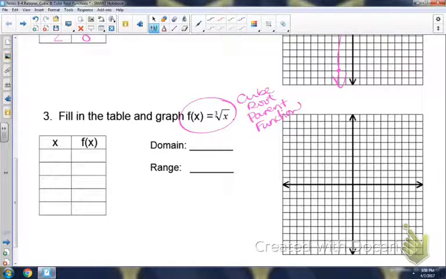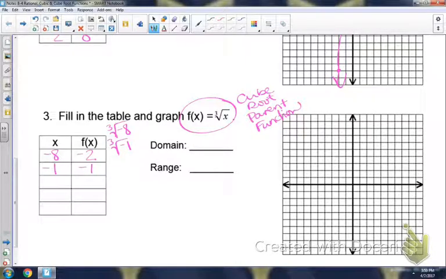Alright, so I'm going to start with, let's think about the smallest x value we could plug in and take the cube root. So the smallest would be negative 8. If we take the cube root of negative 8, we're going to get a negative 2, because a negative 2 times a negative 2 times a negative 2. If we plug in, let's see, the next one would be negative 1. So if we take the cube root of negative 1, we're going to get negative 1, because a negative 1 times a negative 1 times a negative 1.